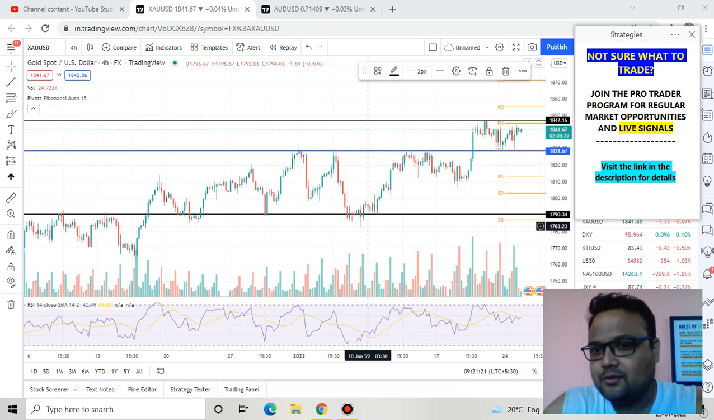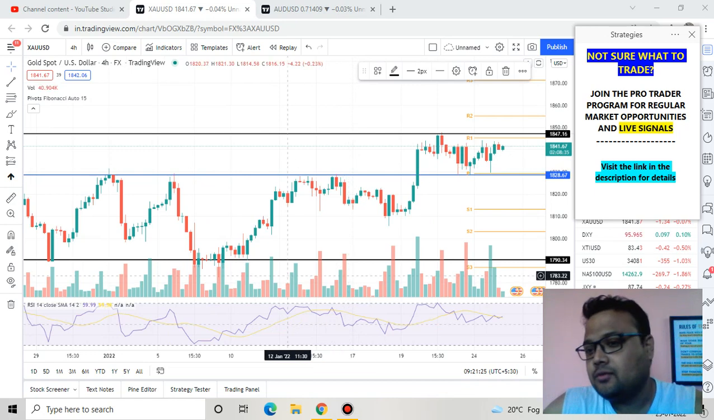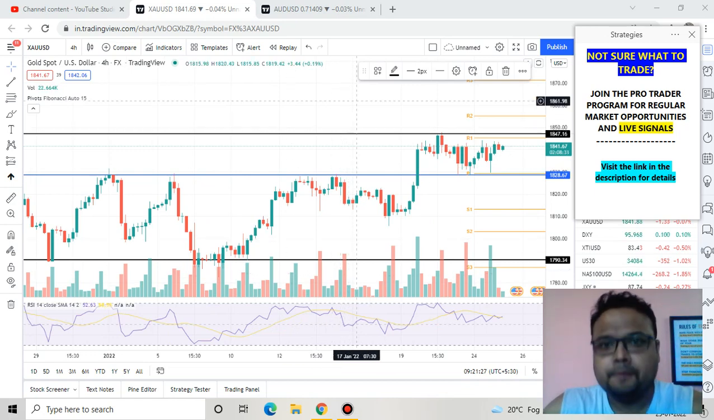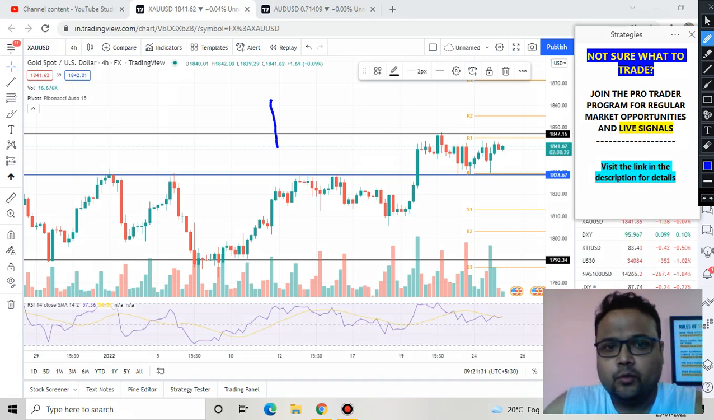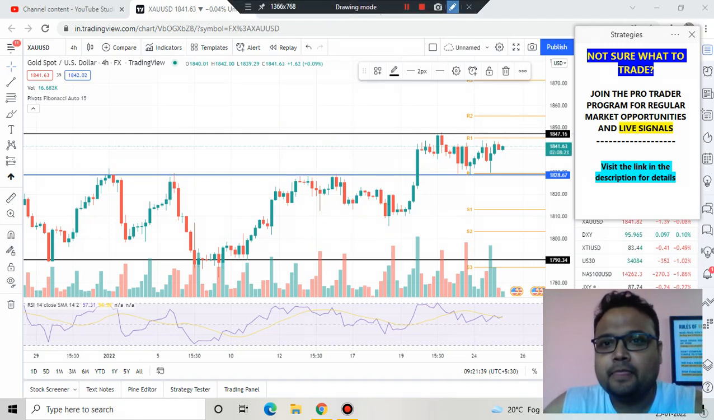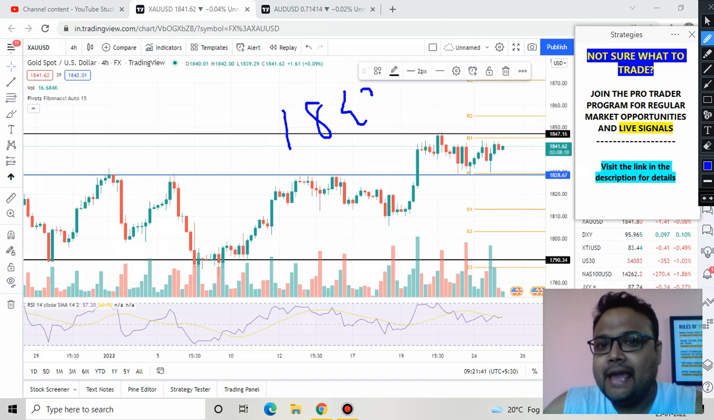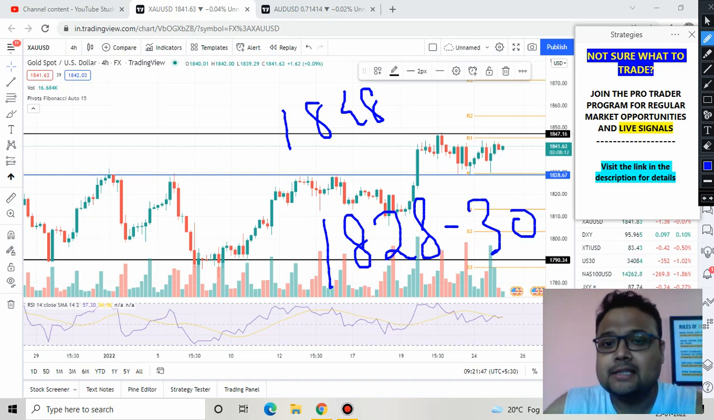So this is the Forex chart of gold USD in front of us, and as you can see, the range of gold is still valid. If you have been watching my videos, then you know the setup very well that we have got 1848 on the upside and 1828 to 1830 on the downside as support. Okay, this is the range of gold right now.